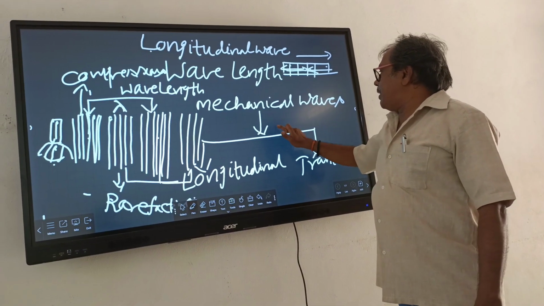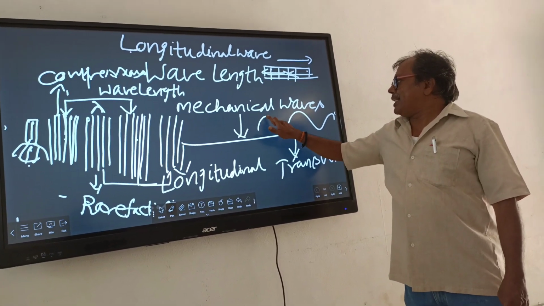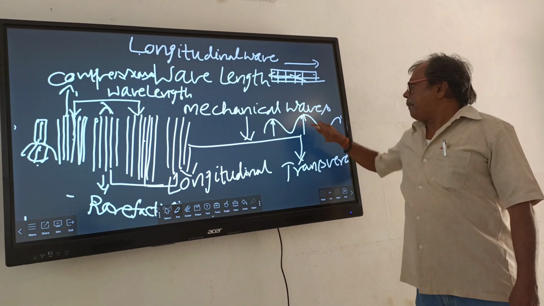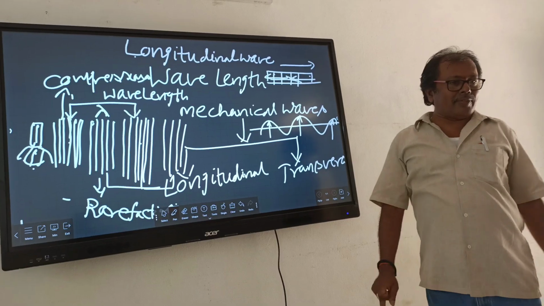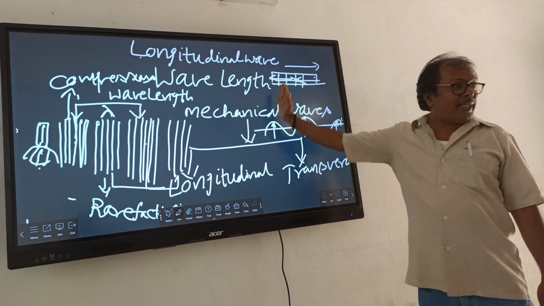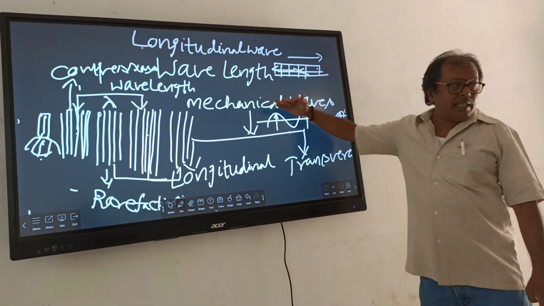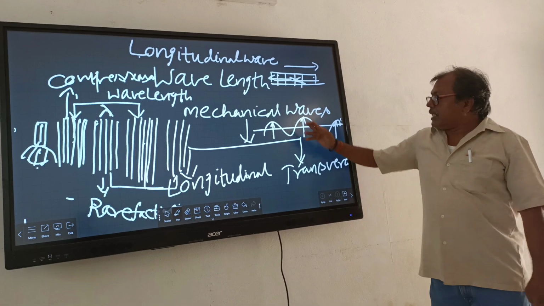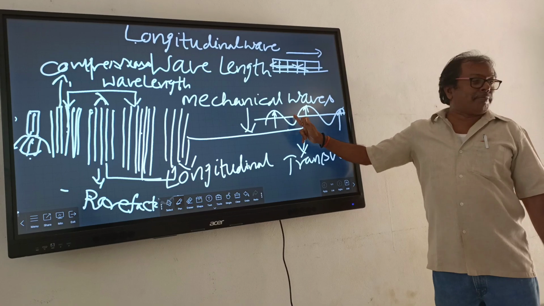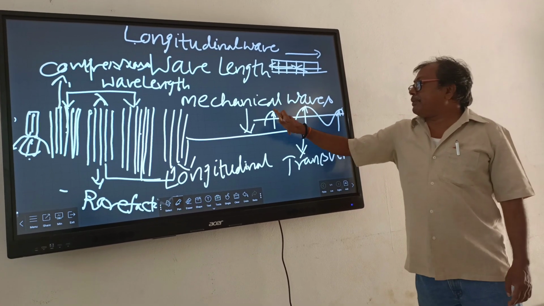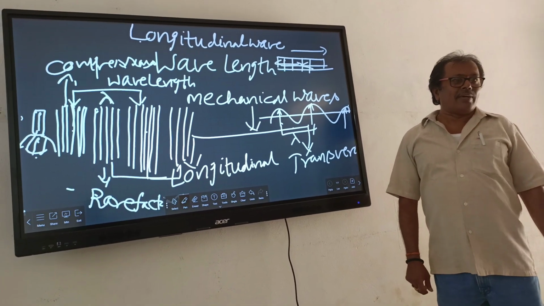There are some cases where the wave is like this. Here, particles vibrate perpendicular to the direction of the propagation of the wave. So this is the direction along which the wave travels, but particles vibrate perpendicular to the direction of the propagation of the wave. There are some points where the particles undergo maximum displacement. Here are the particles which undergo minimum displacement. The particles which undergo maximum displacement are called crests. The particles which undergo minimum displacement are called troughs. The distance between two successive crests or troughs is also called wavelength.